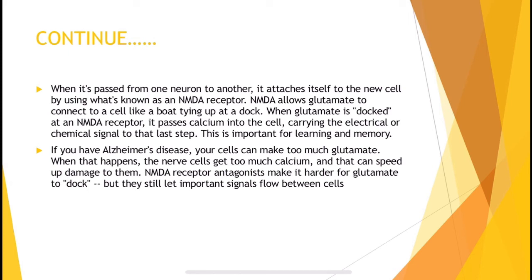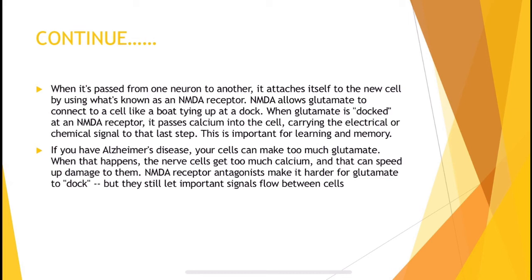When glutamate is docked at an NMDA receptor, it passes calcium into the cell, carrying the electrical or chemical signal to the last step. This is important for learning and memory. If you have Alzheimer's disease, your cells can make too much glutamate. When that happens, the nerve cell gets too much calcium and that can speed up the damage to them.